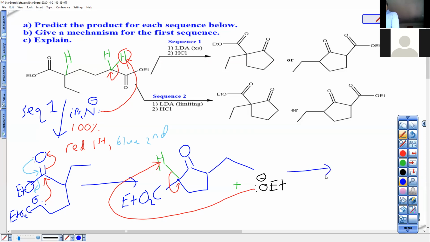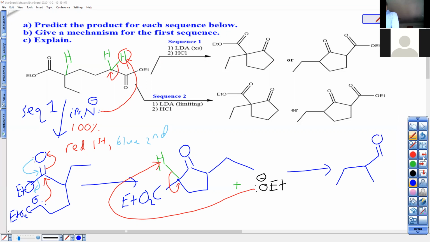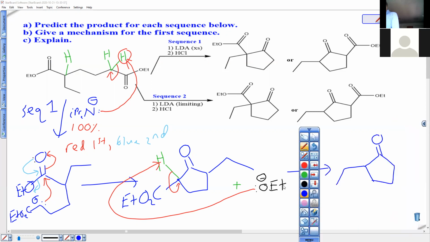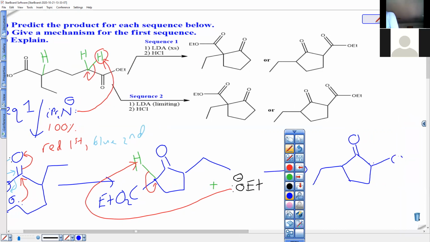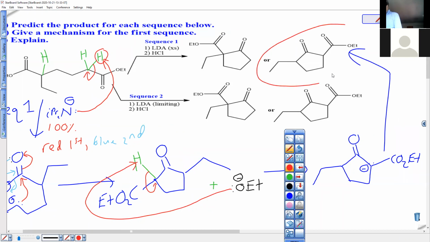Now I'll draw what looks like the product at the top of the screen. Why not? It's got an anion there. It needs to become this one. Predict the product for each sequence. There's my prediction. How do we get there? Step 2, HCl.